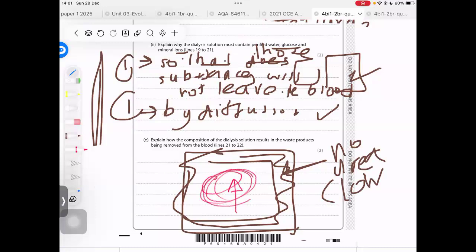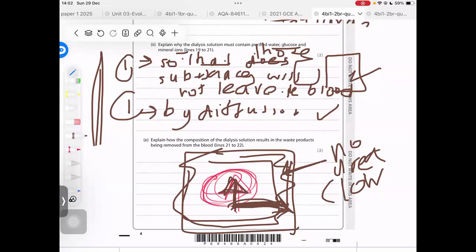So here, there's going to be a high concentration of urea. So we should maintain a low concentration of urea in the dialysis fluid. Then only we build a concentration gradient, right? So that urea from the high concentration region to the low concentration region will pass out of the blood into the dialysis fluid.